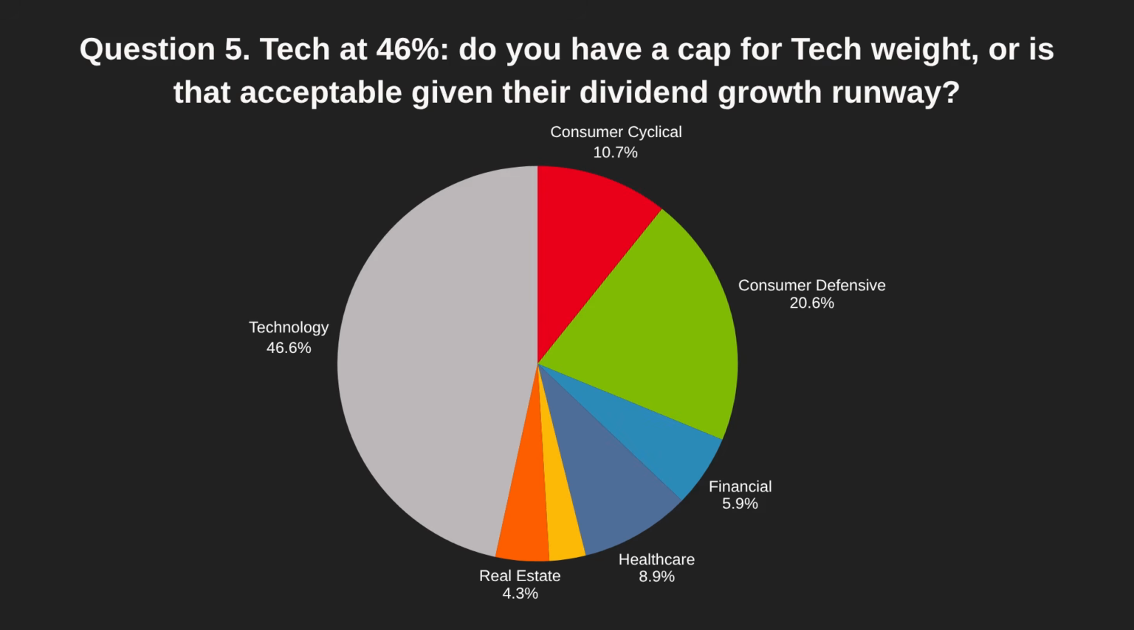Now, to answer the question, the allocation of 46%, I'm okay with that. I know the portfolio is somewhat tech heavy, but the same applies to the benchmark, so I have no concern of underperformance or sector risk.